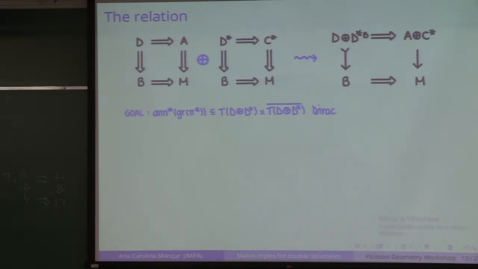So, about the proof. We have a double Lie algebra, and we want to take the double of this thing. We want to prove that this annihilator here is Dirac on this product. But to prove that directly is not obvious. So we decided to study what this thing here is.